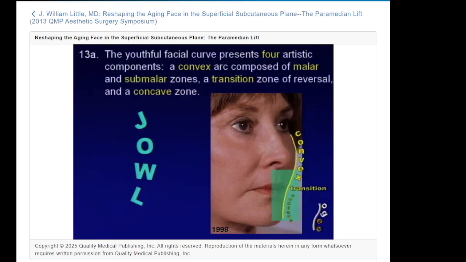And I've focused too long on the upper cheek. It was wrong. The lower curve is far more important. Enough so now that for me, the superior part of the curve I treat rarely. I do a mid-face lift one a year. I add fat to that area in only 25% of patients, and 75% I don't do anything.